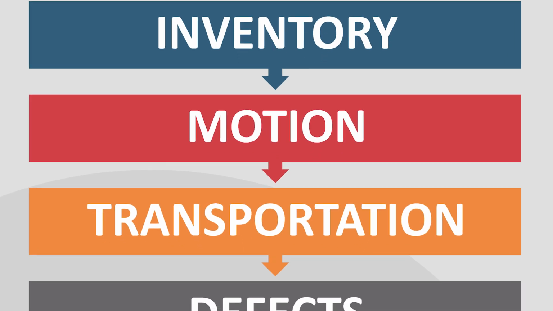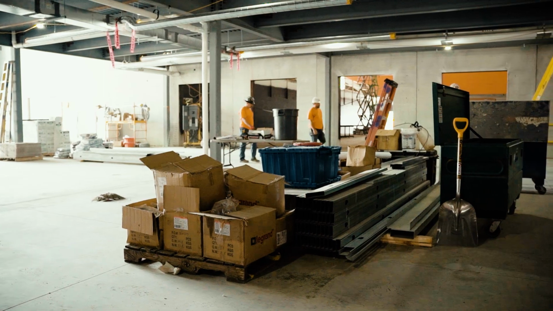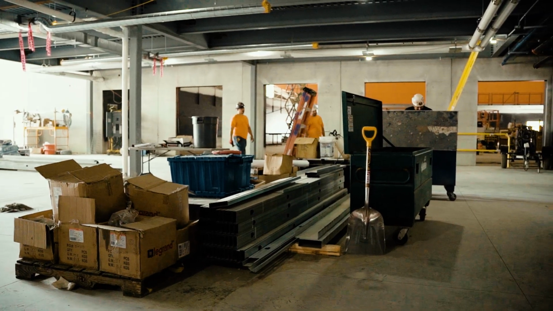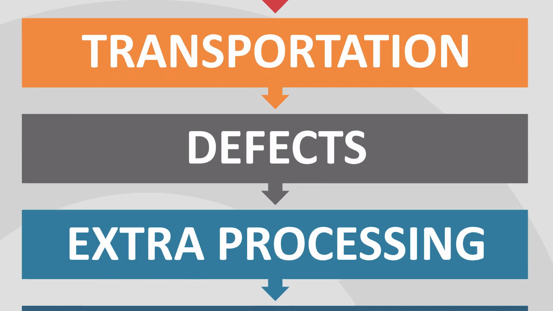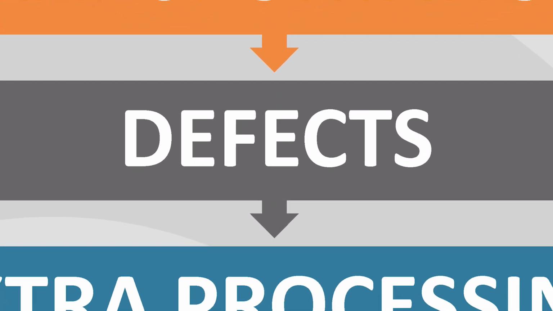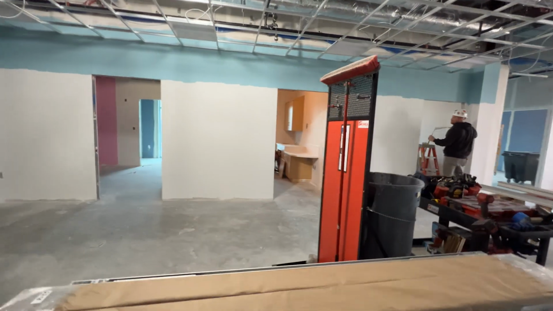Wasted motion is also tied to wasted transportation. So when we're moving materials around, we're transporting them, we're not putting work in place, we're wasting time moving materials around. When we're moving materials around and transporting them around the job site, it also leads to defects, which is another one of the wastes. We could damage the materials that are being moved around. We could also damage the finished product.